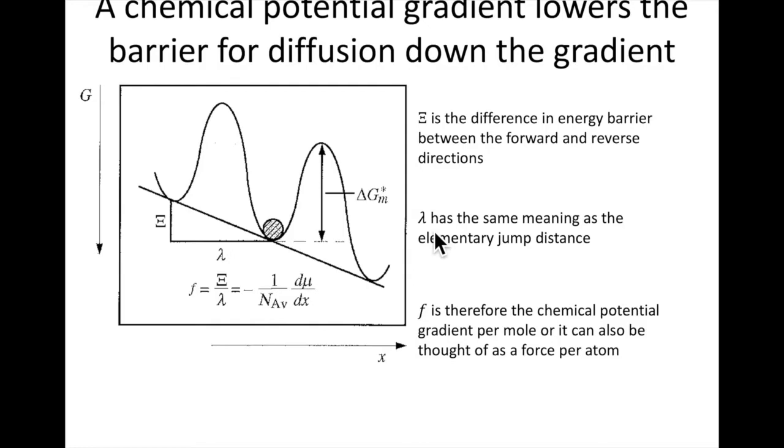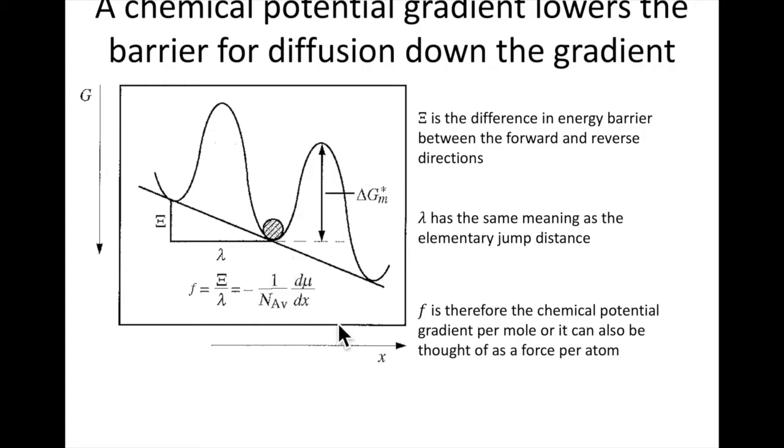The lambda term, which we've seen before, is the elementary jump distance. So that means the distance from one site like this to the next, so this distance here is lambda, and this distance is also lambda. So that's the same thing. And then the rise over run of this, so basically the slope, is the difference in the energy barrier divided by the elementary jump distance. So this is our chemical potential gradient per mole. And so that's kind of what you see right here.